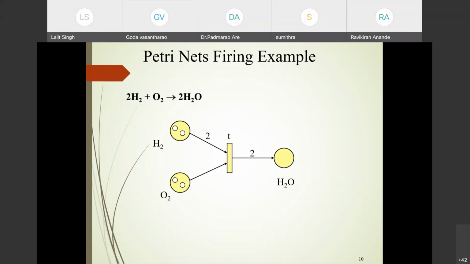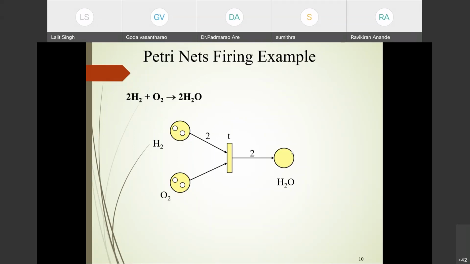And when it is in enabled state, it fires. And after firing, the movement of the tokens from the input places to the output places occurs. But how many tokens should be moved out from the input place and how many will be deposited to the output place will be governed by the weight of the respective arcs.